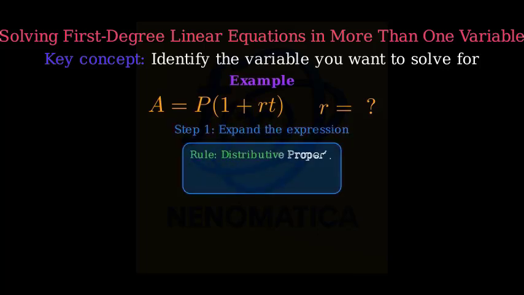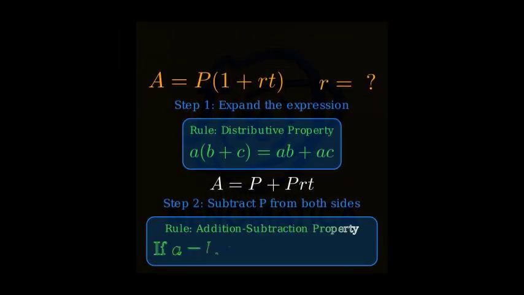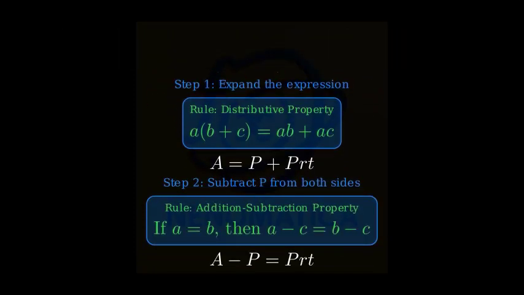Step 1. We'll start by expanding the right side of our equation. The equation A equals P times the quantity 1 plus rt can be rewritten as A equals P plus P times r times t. Step 2. To isolate the term containing our target variable r, we need to move all other terms to the other side. So we subtract P from both sides of the equation.